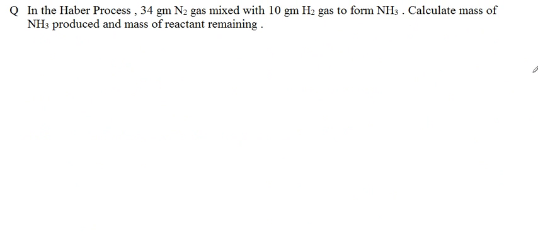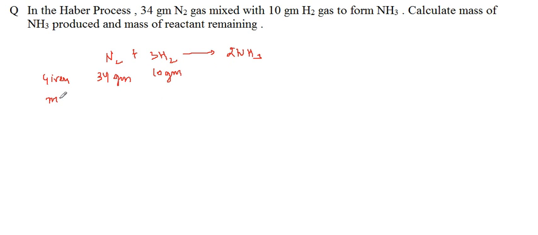In a Haber process, 34 gram of N2 is mixed with 10 gram of hydrogen gas to form ammonia. Calculate the mass of ammonia produced and the mass of reactant remaining. So we know the Haber process: N2 plus 3H2 forms 2NH3. We are given 34 gram of N2 reacting with 10 gram of H2.